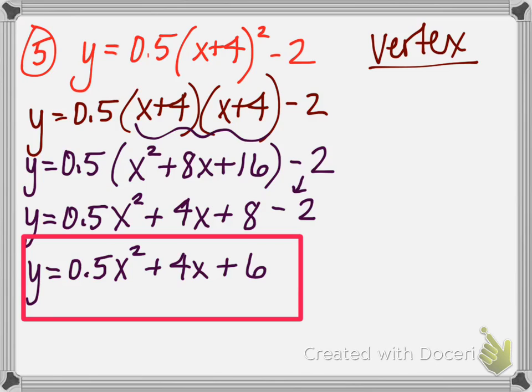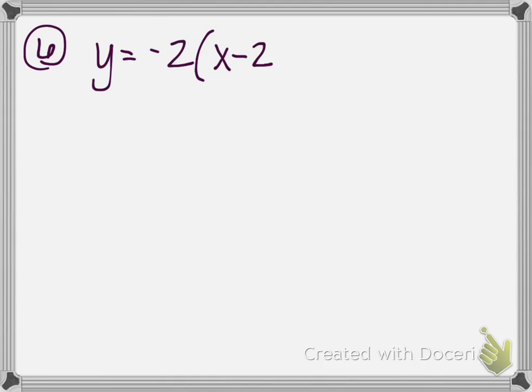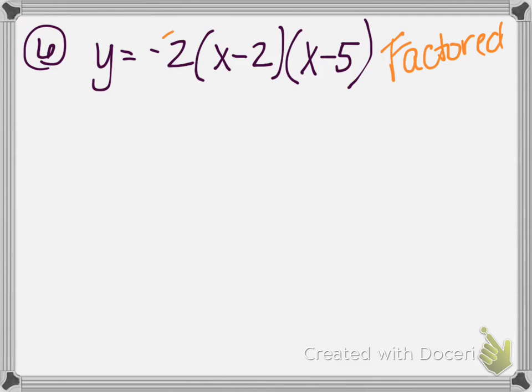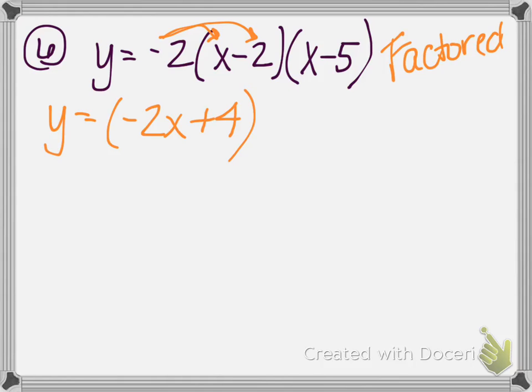And number 6 coming up. Number 6, y equals -2 times x minus 2 times x minus 5. This one is in factored form. This 2 outside we can multiply by the first set of parentheses only, so y equals -2x plus 4. And then the second set of parentheses stays the same. And now I can either use area model or I can FOIL, whichever one works for you.